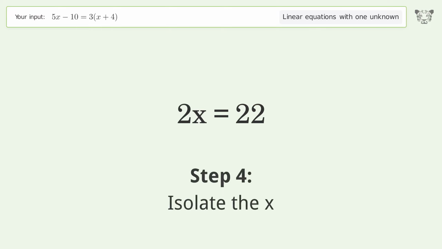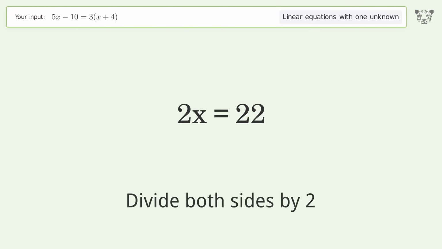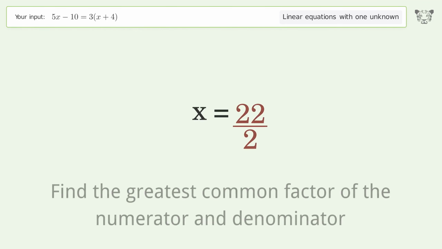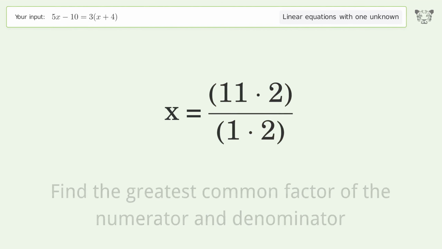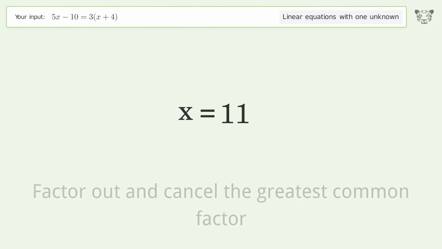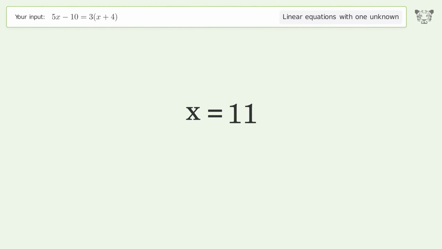Isolate the x. Divide both sides by 2. Simplify the fraction. Find the greatest common factor of the numerator and denominator. Factor out and cancel the greatest common factor. And so the final result is x equals 11.